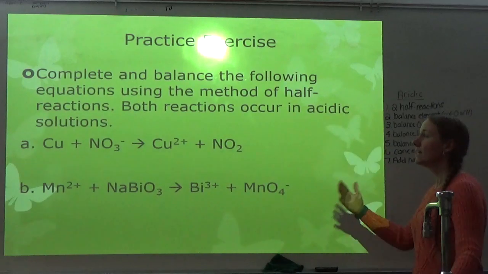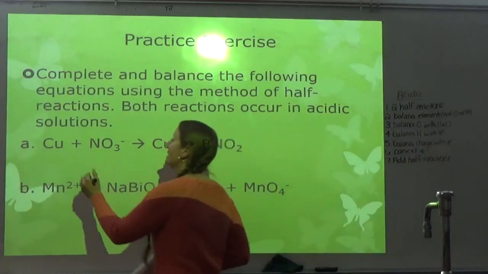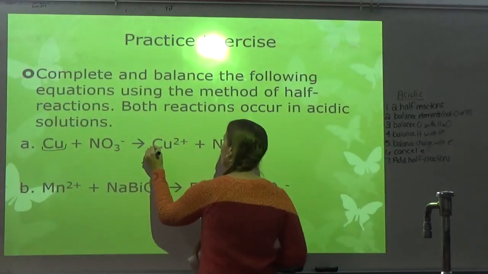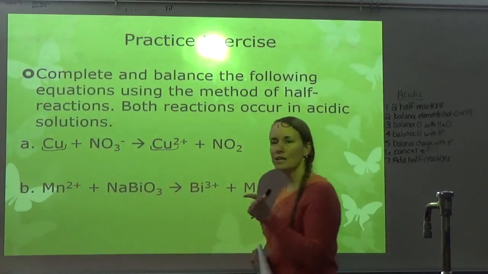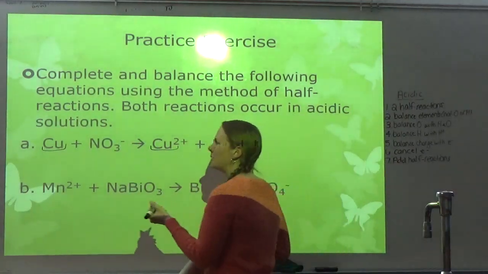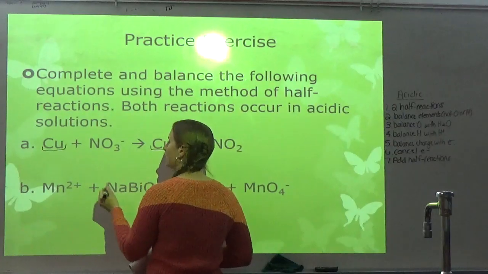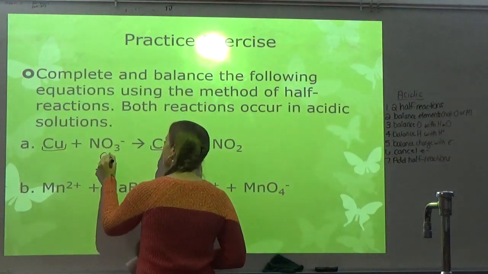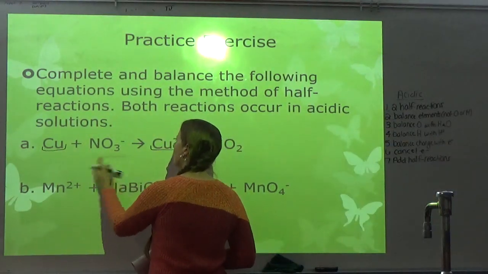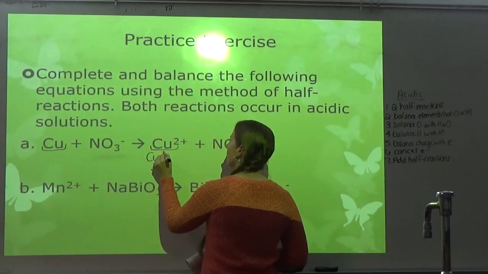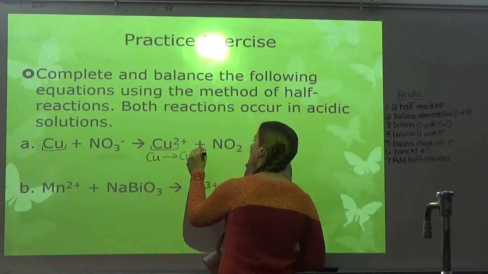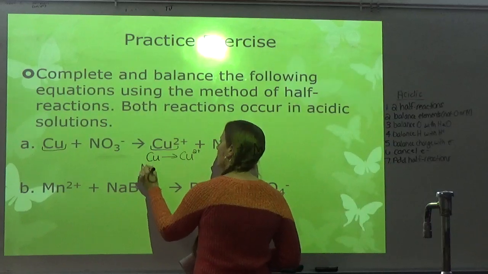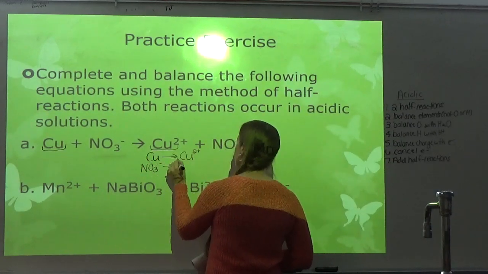So let's split it first. I can see that clearly the Cu's go together and the NO3 and the NO2 go together. I'm going to have to write kind of small. I didn't leave myself a lot of room for this one. So I have a Cu. Let me move over too because I have to add a bunch of stuff to these. Cu yields Cu2+, and I can see that NO3- yields NO2.